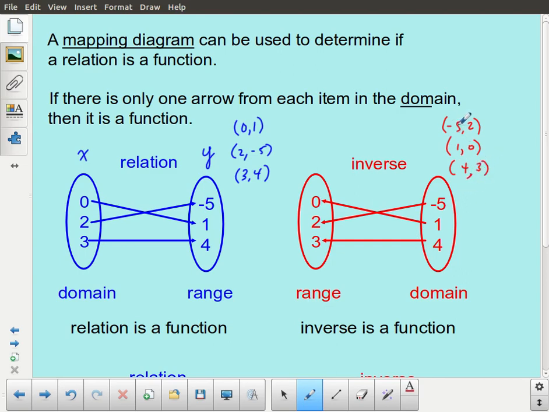And in this case, we take a look at these x coordinates. It used to be x, y, but the whole idea of an inverse is that you swap the x and the y. So now these ones on the right are the x values, and none of these x values are repeated. So that's why I say the relation is a function and the inverse is a function.